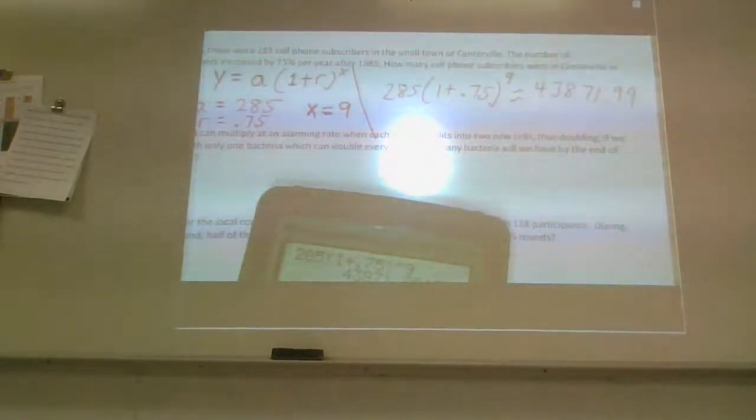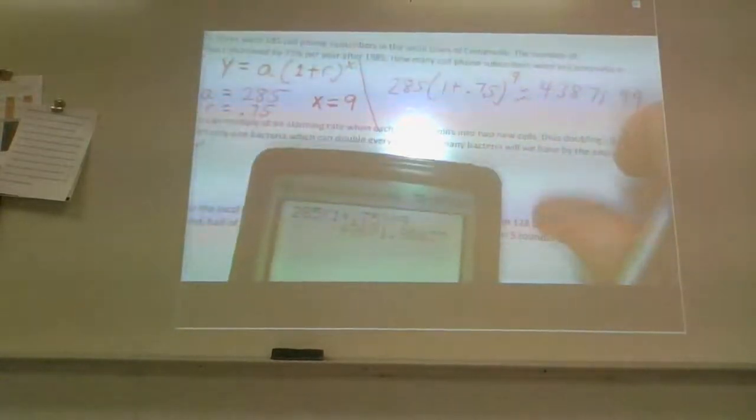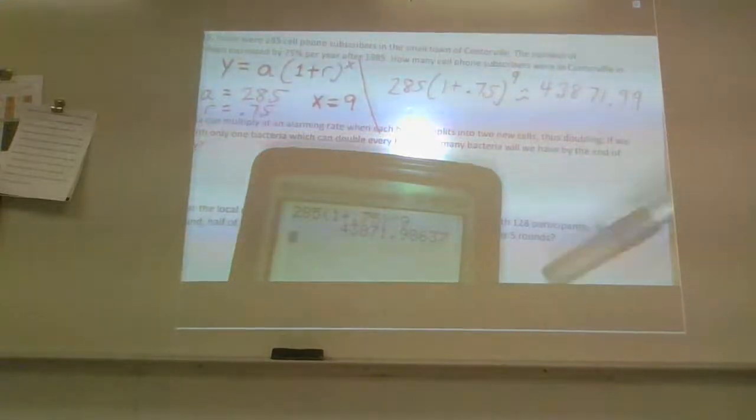43,871.99. What's wrong with that? It is a lot. No, that's not what's wrong with it. What's wrong with it is you can't have a fraction of a person. You can't have a fraction of a person.